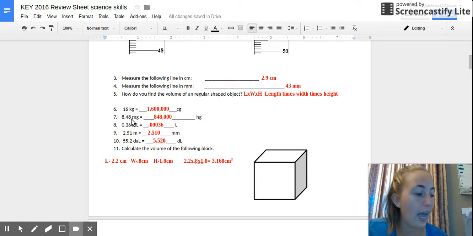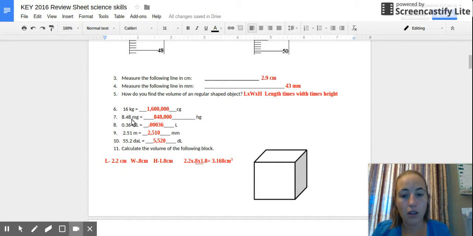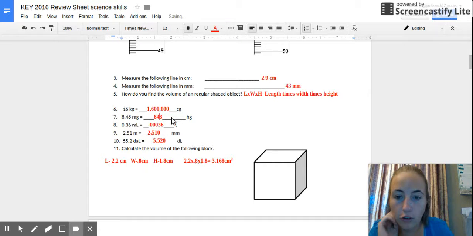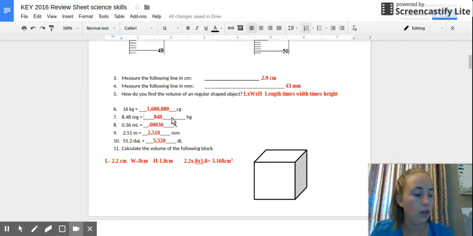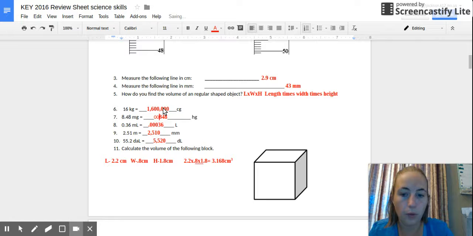Number 7, milligrams to hectograms. That's going to be 5 jumps again, but it's going to be the other way, to the left. Milligrams to hectograms. 1, 2, 3, 4, 5. Oh my goodness, I went the wrong way. Okay, so watch me in action. Here's our decimal point. We are going to go 5 jumps, 1, 2, 3, 4, 5. Put our decimal point. We have 4 zeros in front, 1, 2, 3, 4 zeros. And that's where that guy goes.